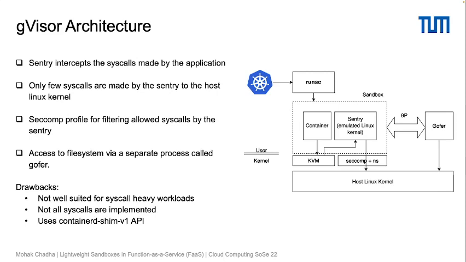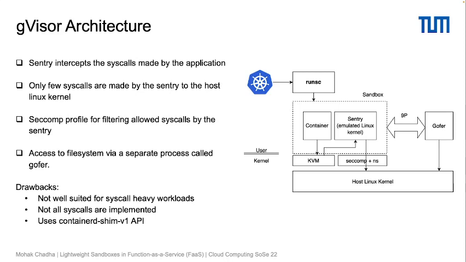So suppose that the container is exploited, right? The user escalates the privilege and gains access to the system. He will still be inside the user space kernel, and he still only has access to a few system calls to the host. So this is how they essentially increase the security, right? The first level of isolation is the sentry, and the second level of isolation is the seccomp BPF profile.